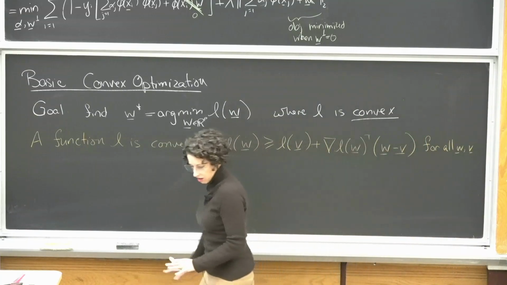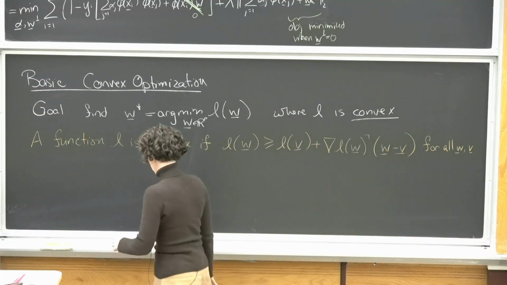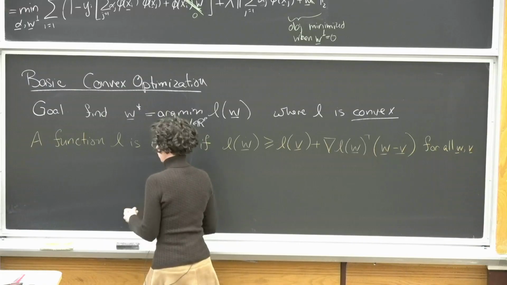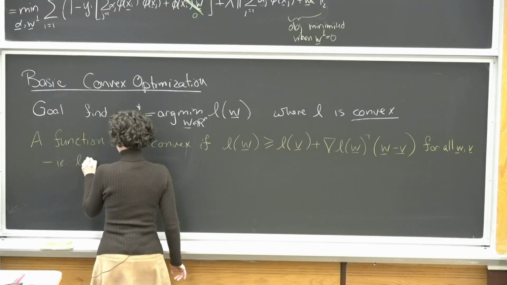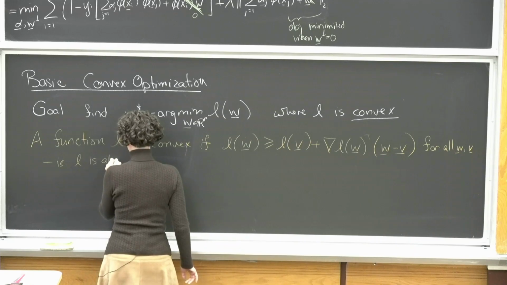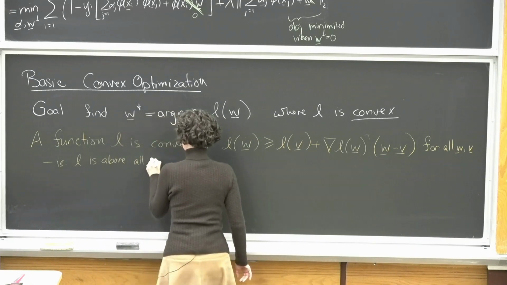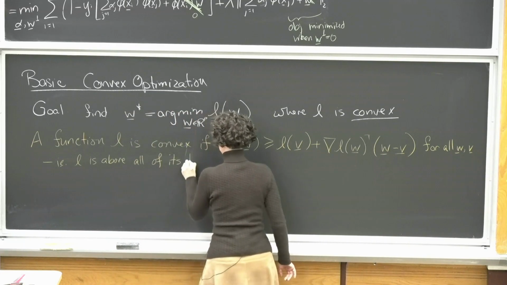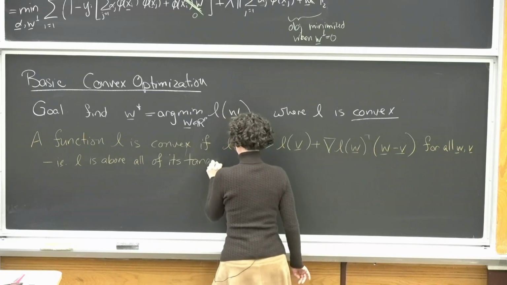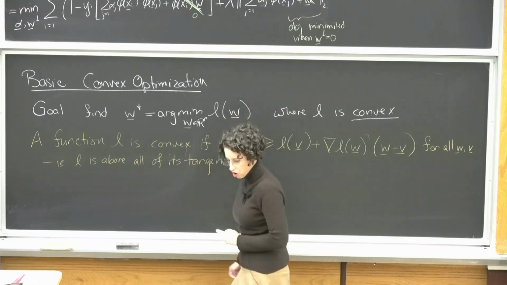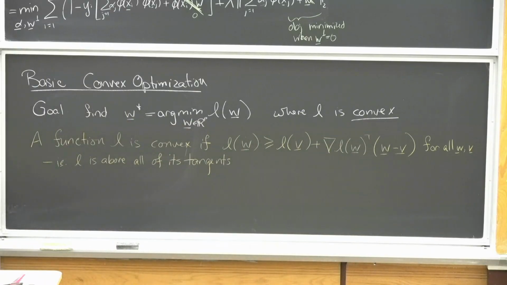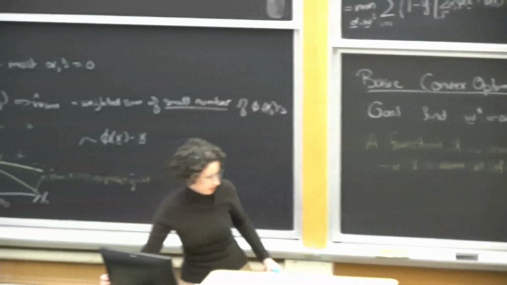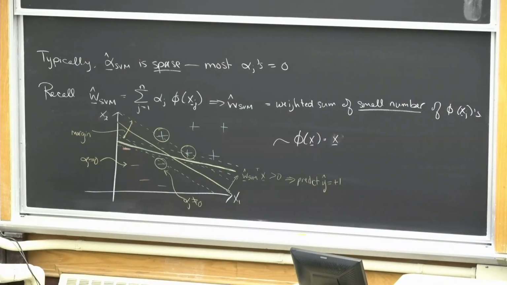Now this is an abstract definition. So first let me just verbally say that this means that L is above all of its tangents. And this is something that we can show in a plot. I'm just going to give myself a lot of colors and space now to illustrate this. Ready? Here we go.